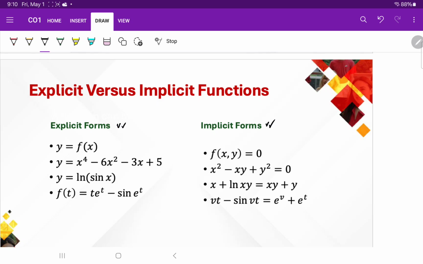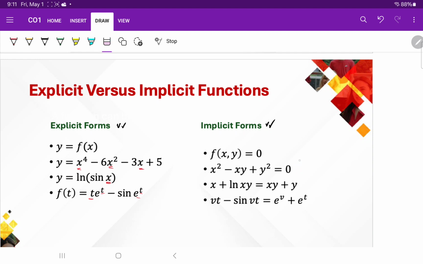So, for the function y equals x to the 4th minus 6x squared minus 3x plus 5, your y is defined in terms of x only. Here, you can see only the x variable on this side. Same thing on this one. In here, you just see only t, right? But in here, on the right side, this one here.